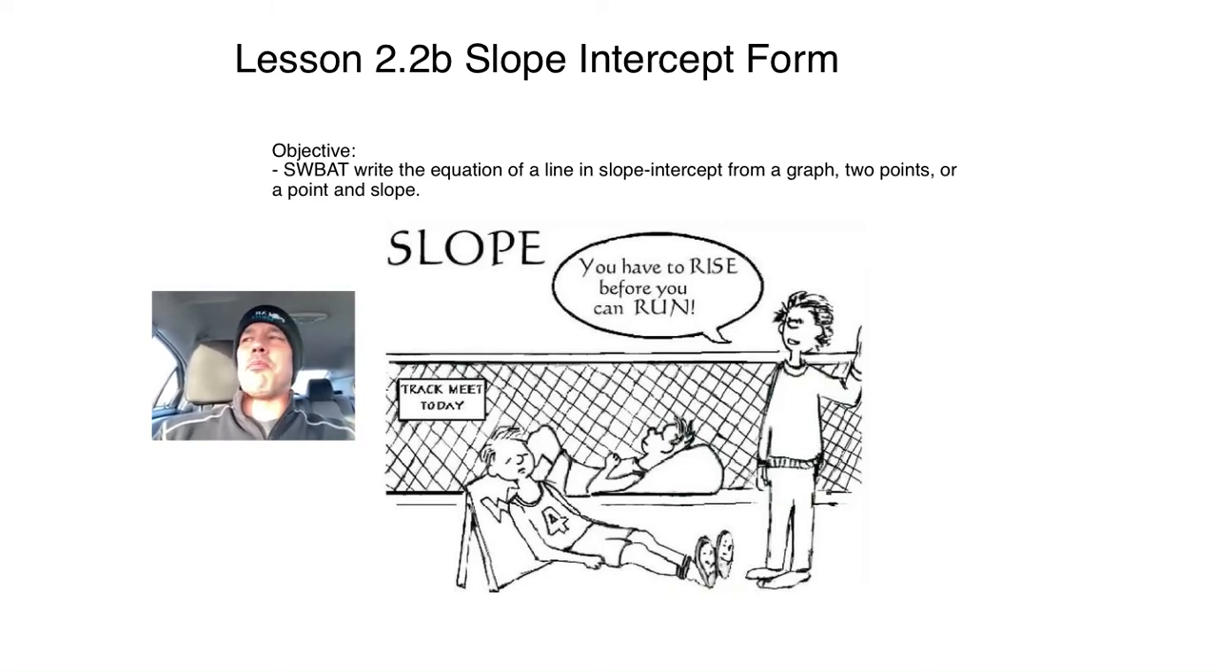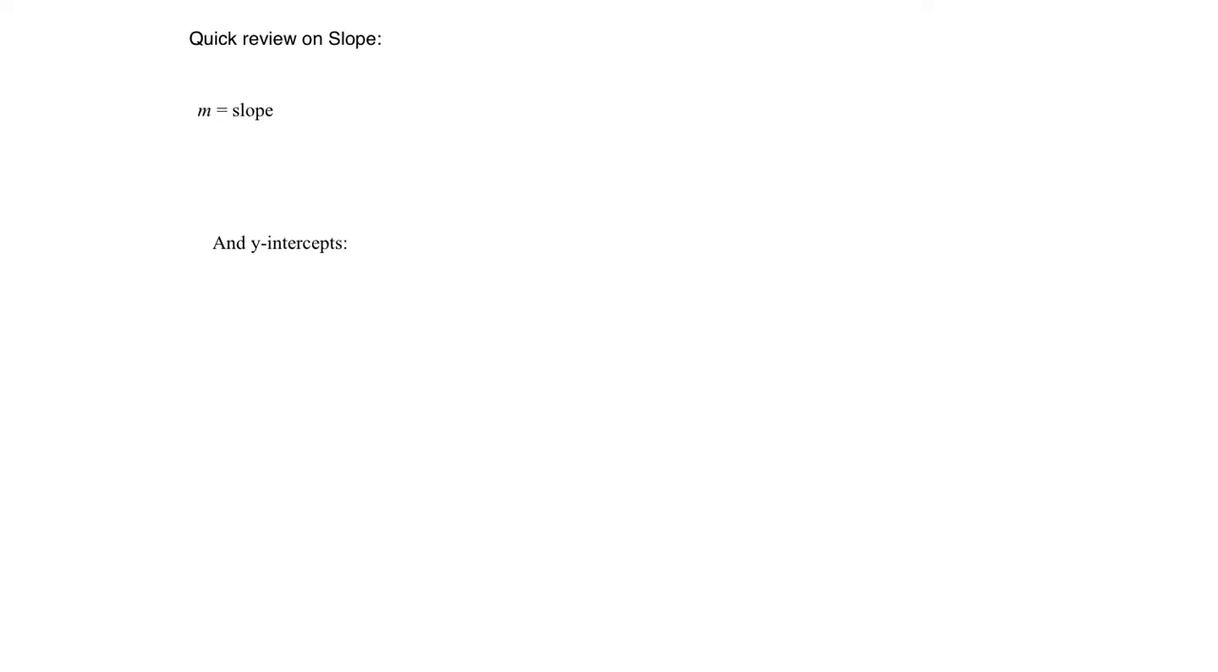Lesson 2.2b, slope-intercept form. You should be able to write the equation of a line in slope-intercept form from a graph, from 2 points, or if you're given a point and the slope. Let's do this. We're going to do a quick review on slope and y-intercepts. If you know what slope is, pause your video, come up and tell me. If not, just sit tight and I'll remind you.